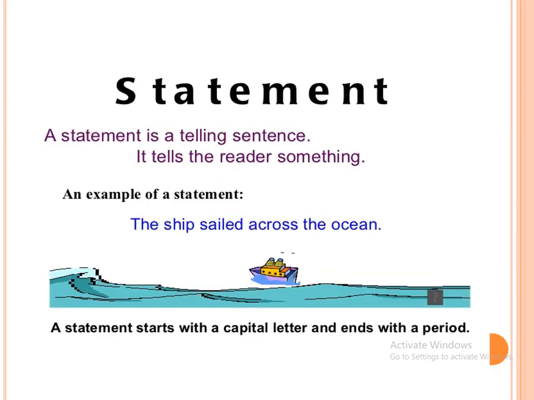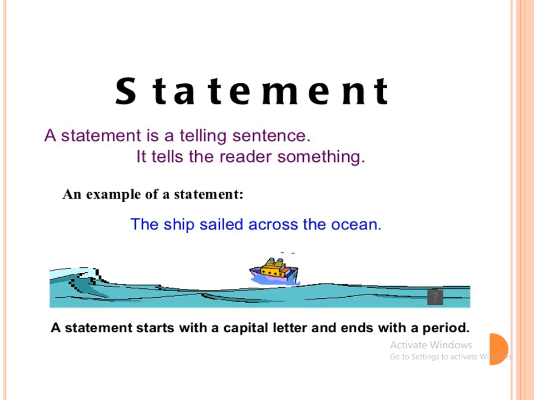So, let's start. Okay. What is the statement? Statement is a telling sentence. If I'm telling someone something or someone is telling me something, this is a statement. And we should start our statement with capital letter and end it with period. Very good. That's how I know that this is a statement. So I have three things here to know that my sentence is a statement. It must start with capital letter, end with period, and tell me something.